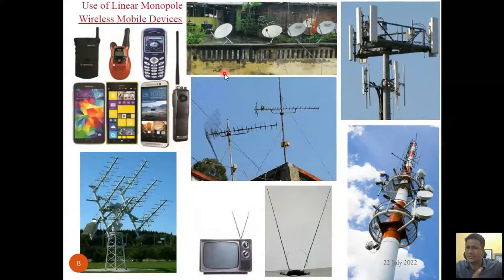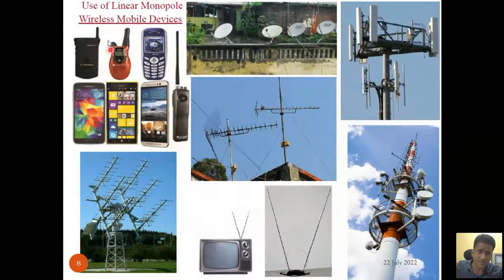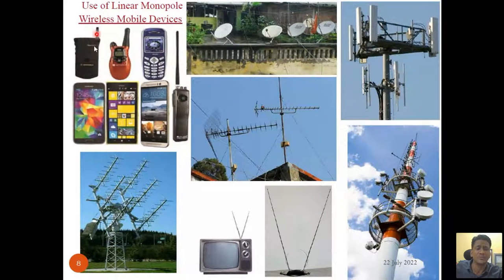But after some time, whenever the signal is okay, there is no physical need to fix the position of the area like this. Now, if you see this picture, you can find lots of mobile antennas. Motorola launched their first mobile phone, which has these long antennas.